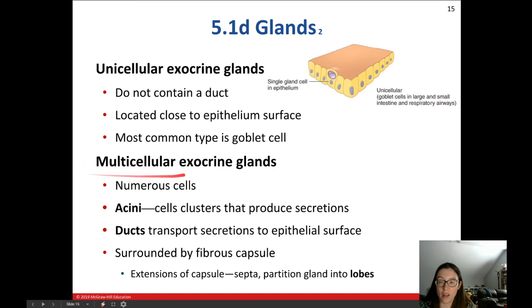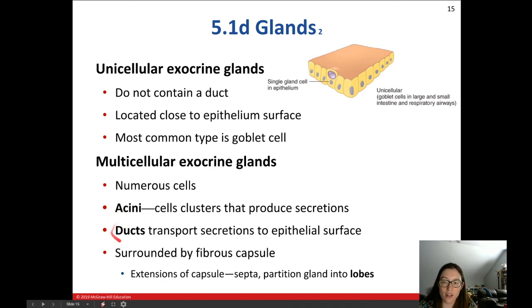Now, a lot more common is going to be a multicellular exocrine gland. So it has lots of cells, and it makes up a pretty complicated looking gland. We have two different types of cells in these exocrine glands. We have the acini, or acinar cells. These are the clusters of cells that actually produce the secretions. They're the ones that secrete the sweat or the sebum or the breast milk or whatever you're secreting.